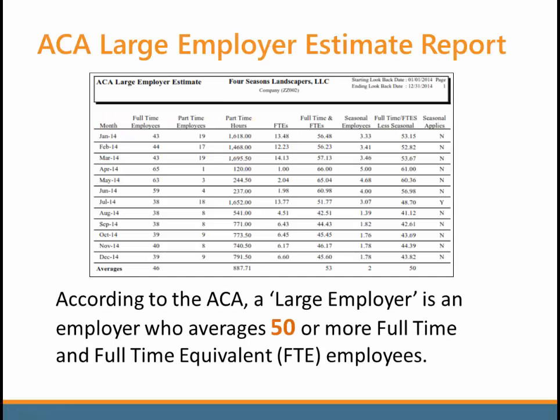The objective of this presentation is to demonstrate how the ACA Large Employer Estimate Report can assist you in determining your large employer status. According to the ACA, a large employer is an employer who averages 50 or more full-time or full-time equivalent employees. This report is designed to help you with that estimate.